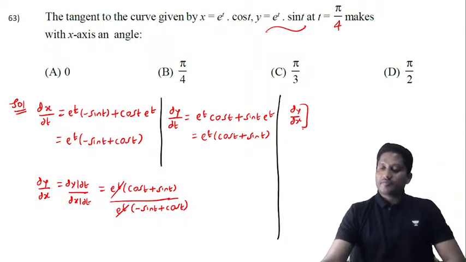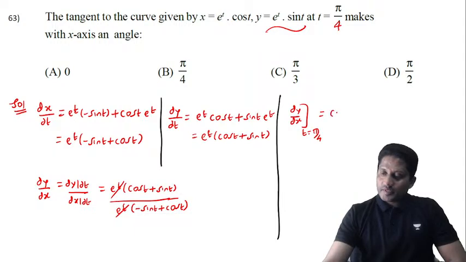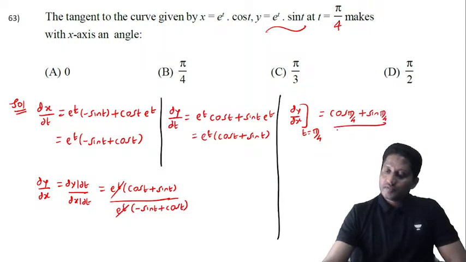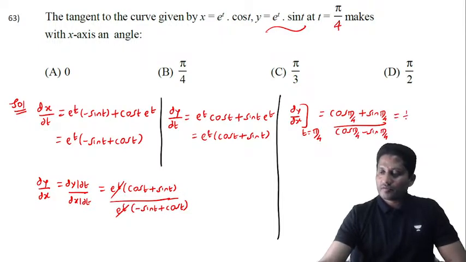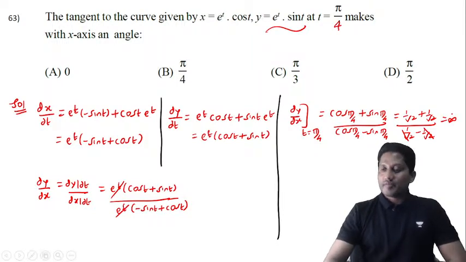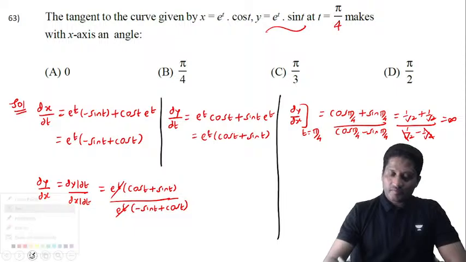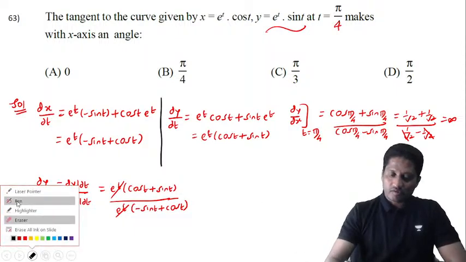Okay, dy by dx if t is equal to pi by 4 becomes cos pi by 4 plus sine pi by 4 divided by cos pi by 4 minus sine pi by 4. Cos 45 is 1 by root 2, sine 45 is 1 by root 2. Again this is 1 by root 2 minus 1 by root 2. This will cancel, number by 0 is infinity. So dy by dx is equal to infinity, which means obviously dy by dx is not defined.